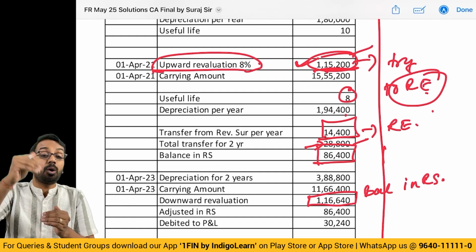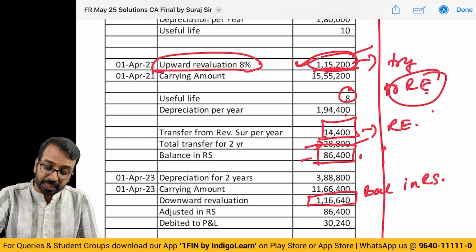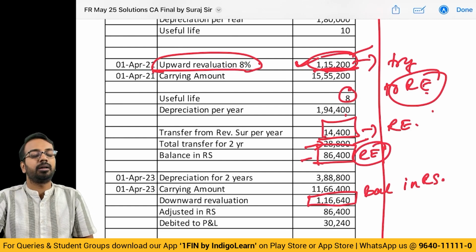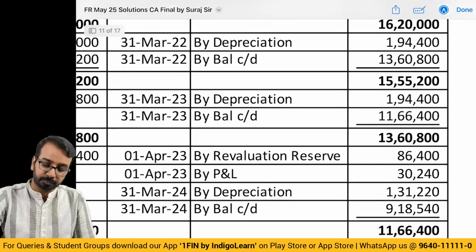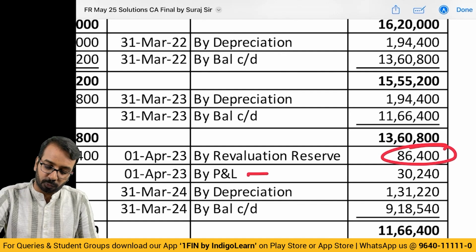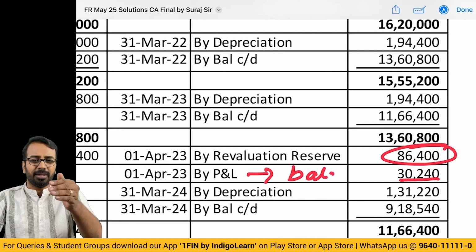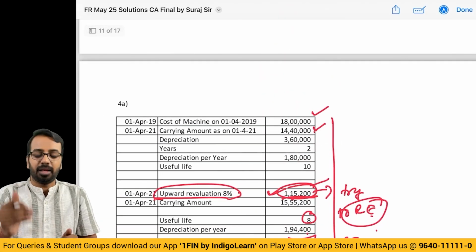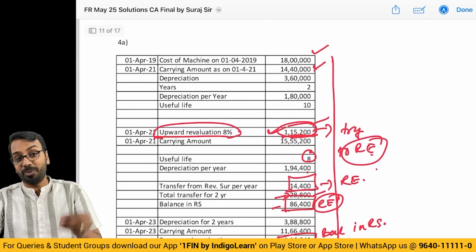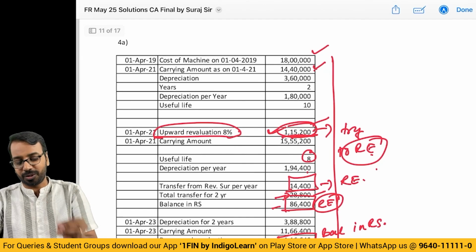Subsequently, when I do a downward revaluation, to this extent, I will write to retained earnings, balance will go to P&L. So like here, if you see, revaluation reserve 86,400, P&L, the balancing number would go off. Okay, very simple calculation. You can run through this. I don't think this needs an explanation, especially because you have been doing this right from 11th, 12th, foundation, inter, and final.